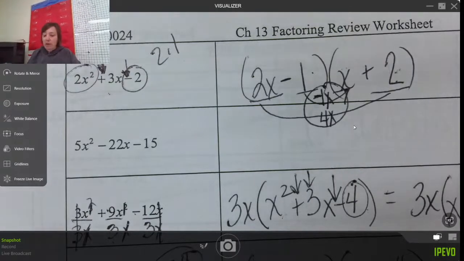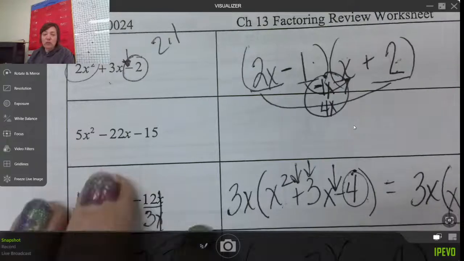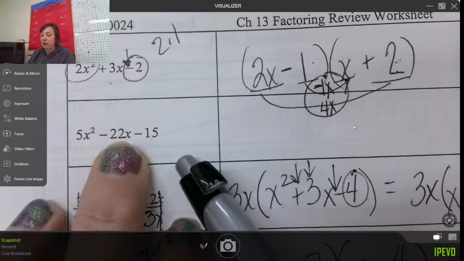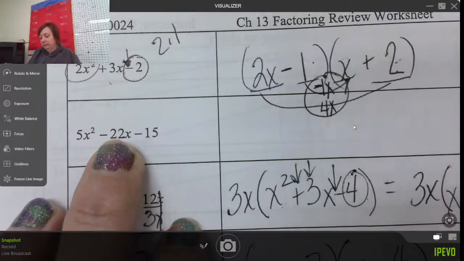Who knows? All right. Hey, y'all try this one. Can y'all do this one that has the 5x squared minus 22x minus 15? Show me what you got.